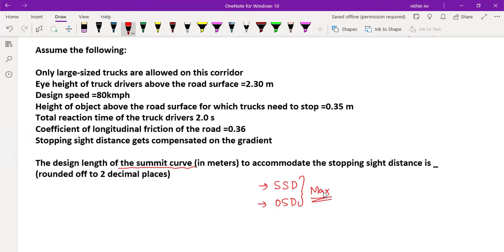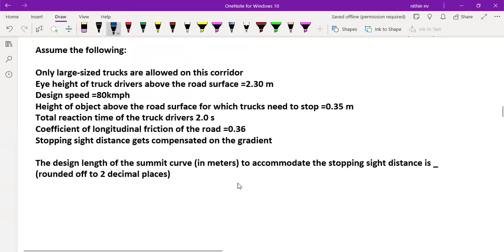But generally they don't ask such a lengthy question. If they are giving the data regarding stopping sight distance, we calculate based on that. If they are giving the data for OSD, we'll calculate based on that. This is what generally happens in the GATE examination. We have discussed that in the classes as well.